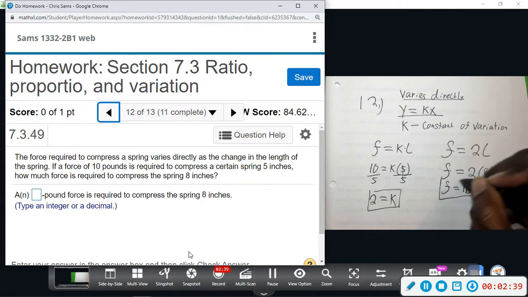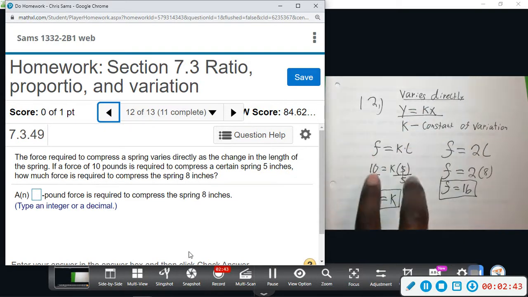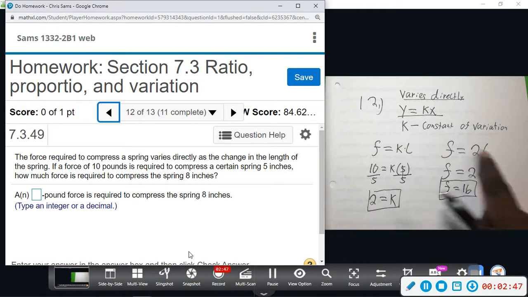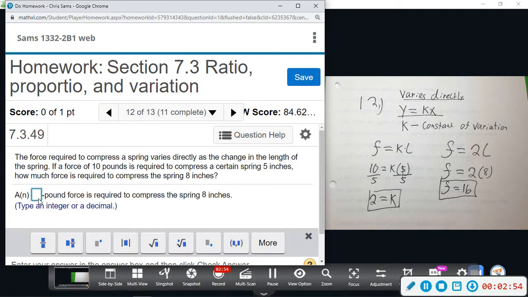So these variation equations always work this way. They will give you two values to plug in. You use those to find K. Once you have K, they will give you another value, and then you find the other. So they give you one of the two, and you find the missing one.